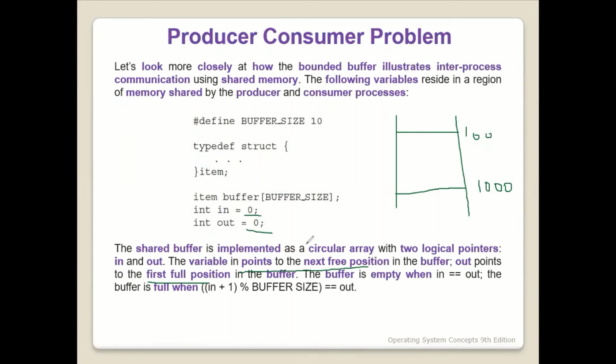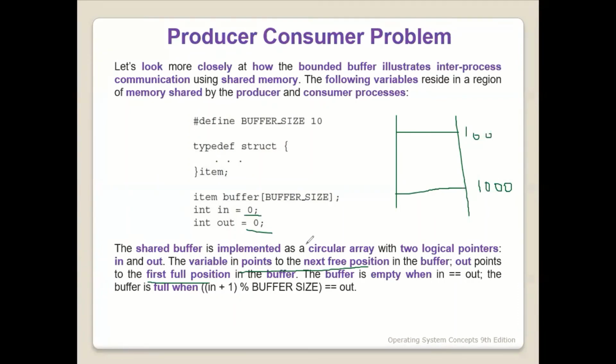So it means there is no first full position, so out is equal to 0. And your next free position, which is in, is also equal to 0. Both are equal to 0. That means you can assume that the buffer is empty.